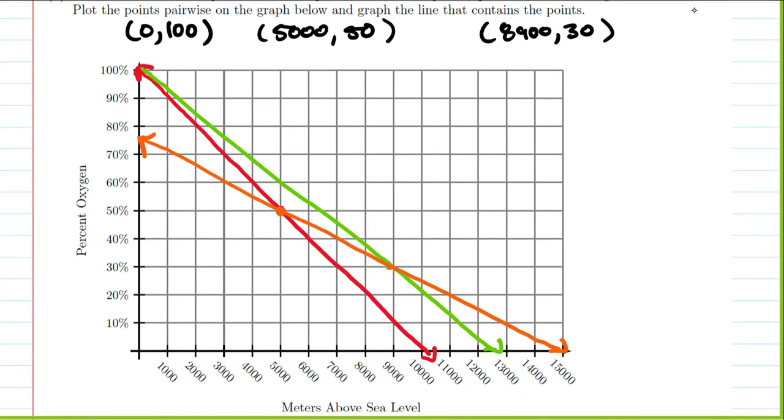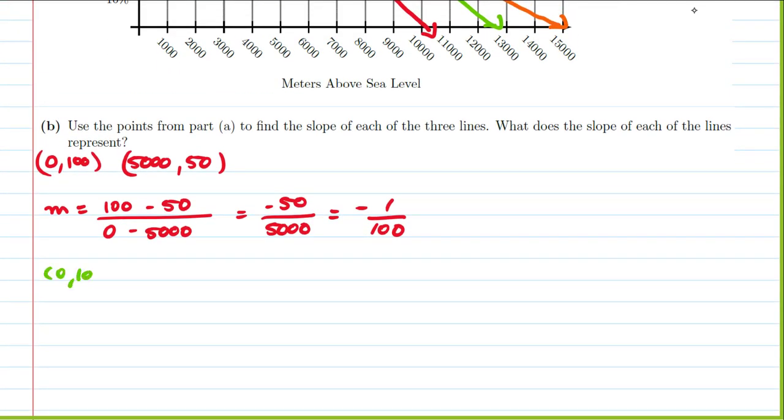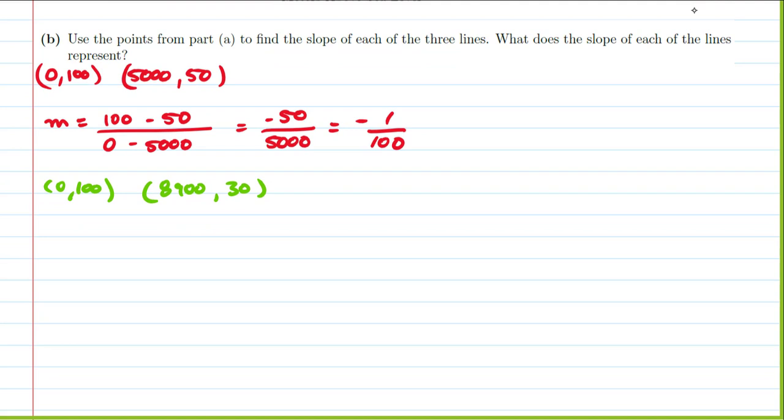The next line that we did was our green line, and it had the points 0, 100, and 8,900, 30. So we find the slope of our green line, so m equals 100 minus 30 all over 0 minus 8,900.